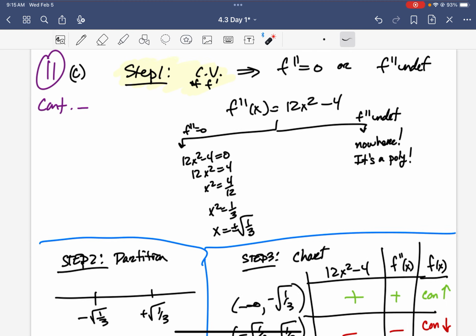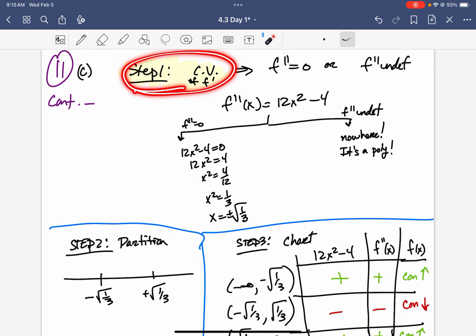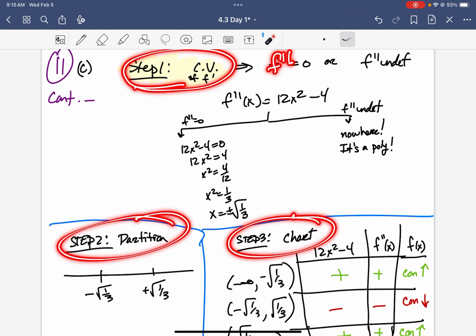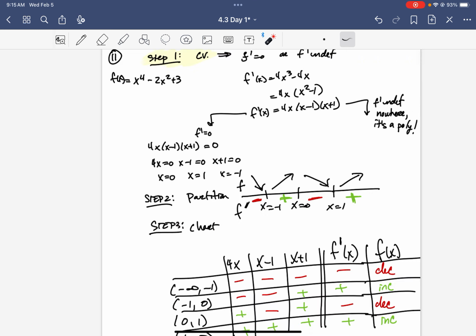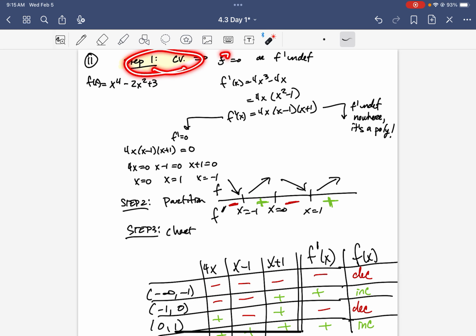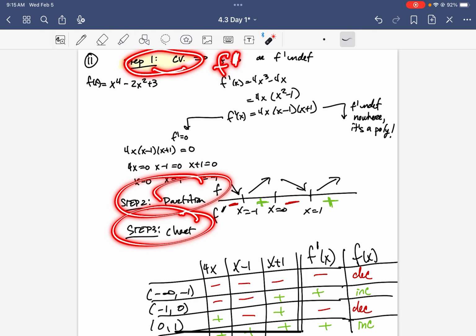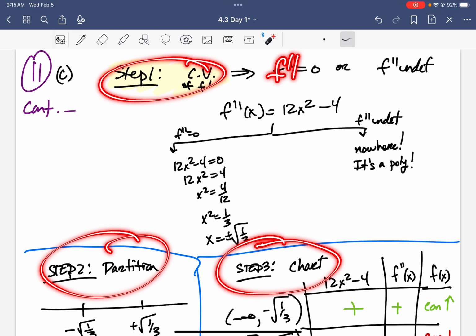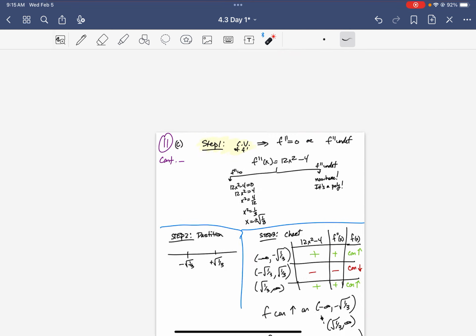If instead I talk about f double prime and I find critical values, partition, and chart, then I'm talking about concavity or inflection points. So again, if I talk about critical values with f prime, partition, and chart, I'm talking about increasing, decreasing, and local mins and maxes. If I find the critical values and use f double prime and then partition and chart, I'm talking about concavity and inflection points.